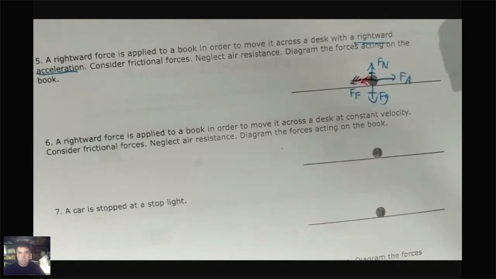All right, so what's different in number 6 compared to number 5? Yes, both of you. Good job, Reagan. Good job, Grace. This is constant velocity.